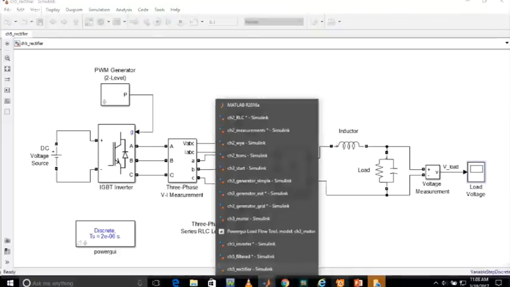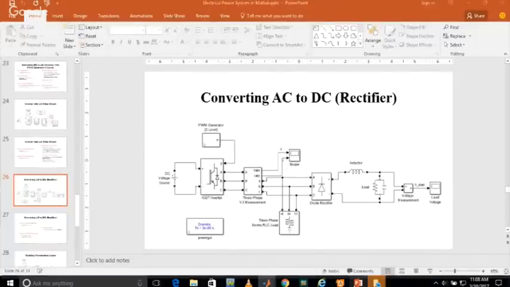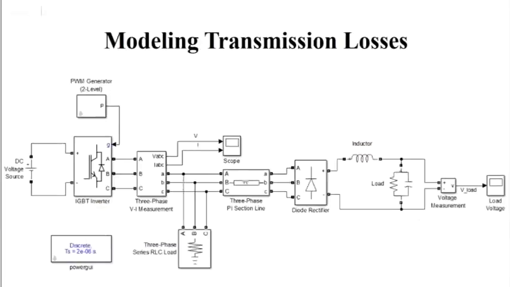Now, the last thing that we have to do is the three-phase PI section line. In the grid system, we have transmission lines, right? So in the transmission lines, what we have to give is the R value, the inductance value, how much length it is, and the power required by that line.